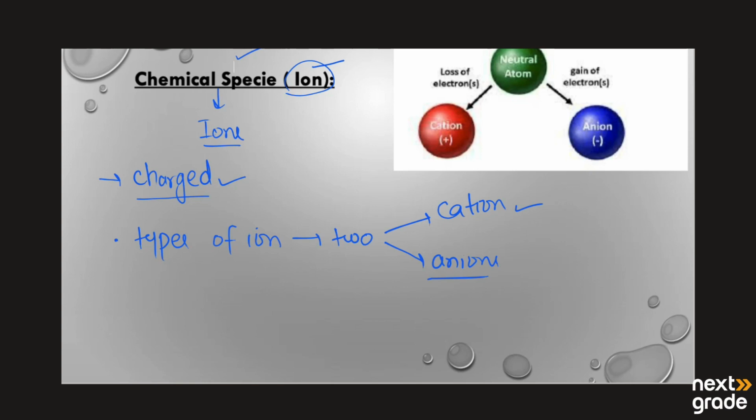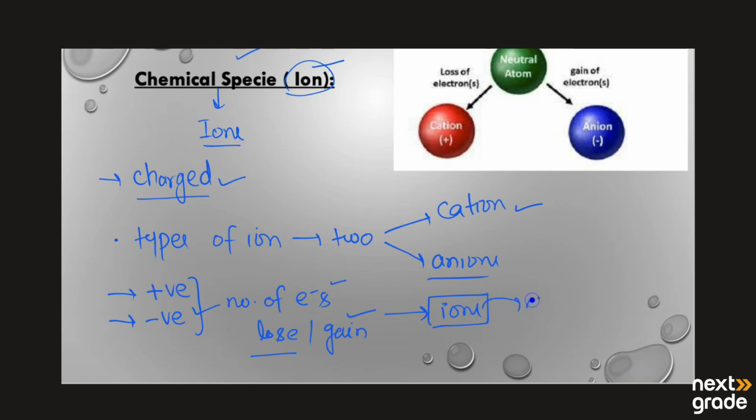So how do atoms get the charge? Ions are charged species and they may have two types of charge: positive charge or negative charge. These positive and negative charges depend upon the number of electrons that they lose or gain. When an atom loses or gains electrons, it changes into an ion, which is known as a chemical species, or also a charged species.